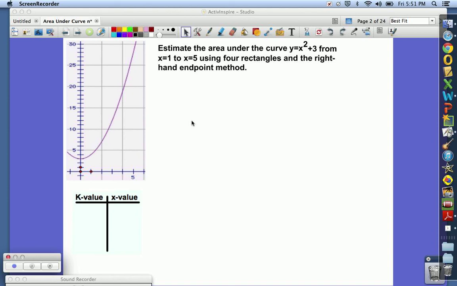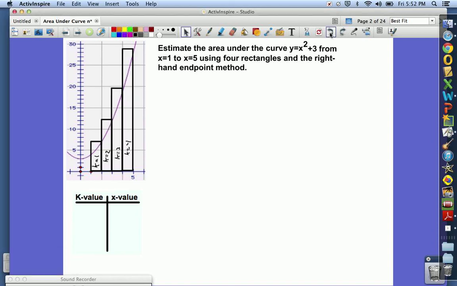The first thing we want to do is put in the diagram, which would be the rectangles attached to the curve. If you notice the way the rectangles are drawn here, the right-hand side of each rectangle is touching the curve, which is going to create an overestimate in this particular case. The rectangles are labeled by k values, k equals 1, 2, 3, and 4.